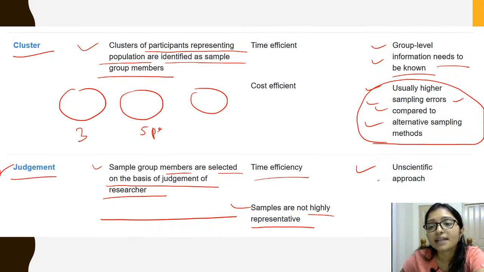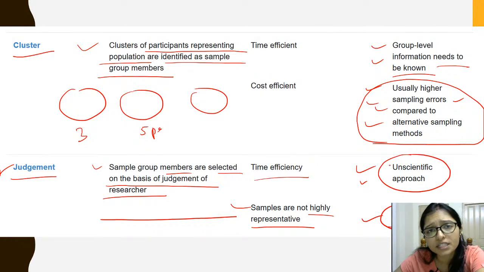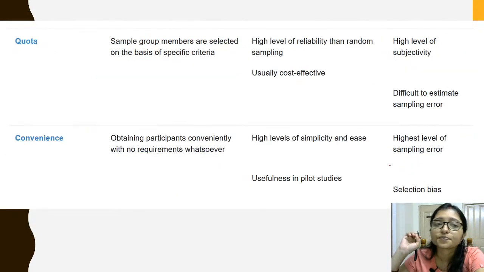And this is an unscientific approach, and this is personal bias. This is definitely unscientific, because you are giving the judgment, maybe your judgment can be wrong, that is unscientific, and it is definitely biased, because I am choosing only the cold and cough person, that is biased, right?